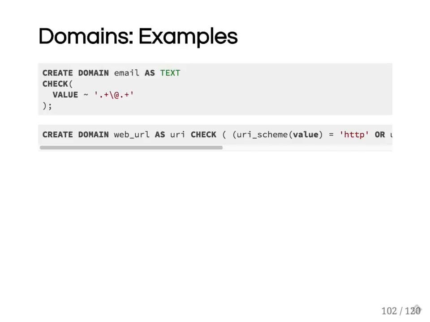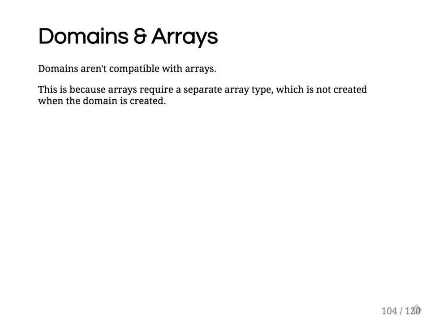Here's a really trivial example where I'm poorly implementing an email by just saying any number of characters followed by an @ followed by any number of characters. And here I'm doing something similar where I'm adding a check that says the scheme should be HTTP. Domains aren't compatible with arrays for boring implementation reasons from long ago.